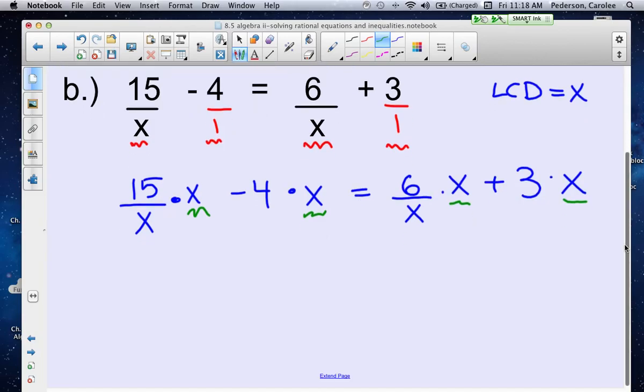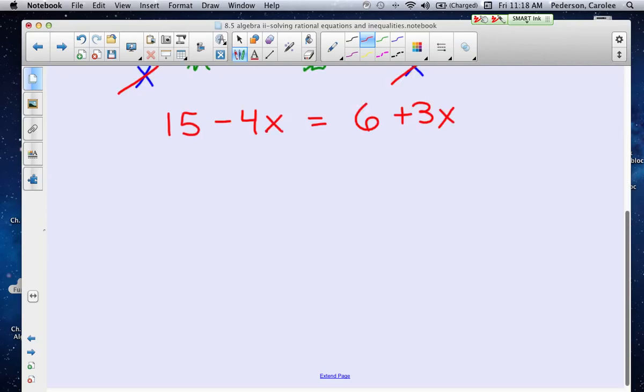After you do that, see what you can cancel. I can cancel an x and an x. I can cancel an x and an x. So now what I'm left with in the first term is 15, and then negative 4 times x is negative 4x, equals, then I'm left with a 6 because the x is canceled out, and then the last is 3 times x is 3x.